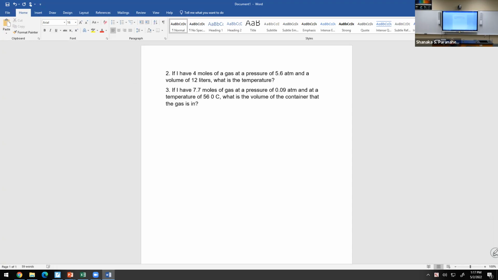I have 7.7 moles of gas at a pressure of 0.09 atm and at a temperature of 56 Celsius. What is the volume of the container?